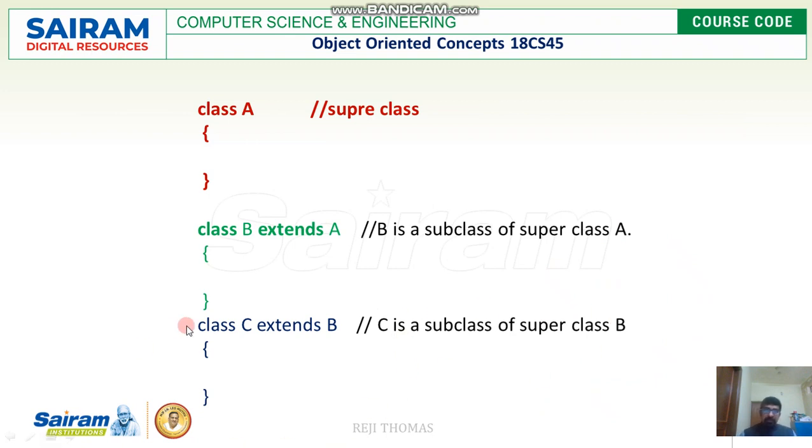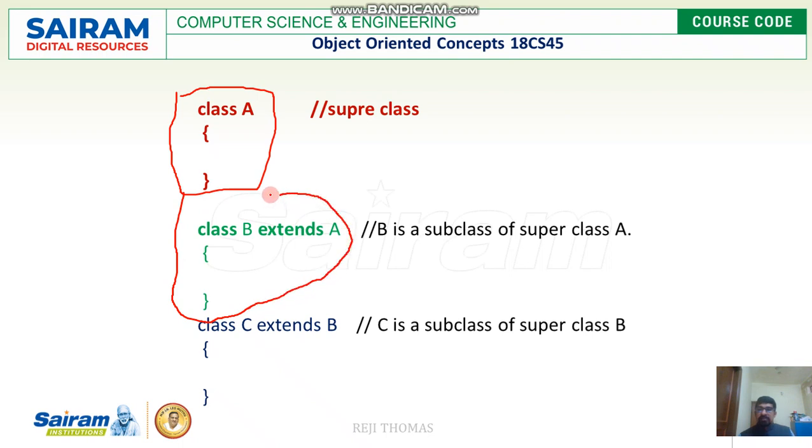So let us have a close look at this. We have a class called A, and we have another class called B, and we wrote class B extends class A. Now B is a subclass of superclass A. Class B is a subclass of superclass A. Now if I go to the next class, where we have written class C extends B, C is a subclass of class B, whereas B itself is a subclass of superclass A. So this property, this situation, we call multi-level inheritance.